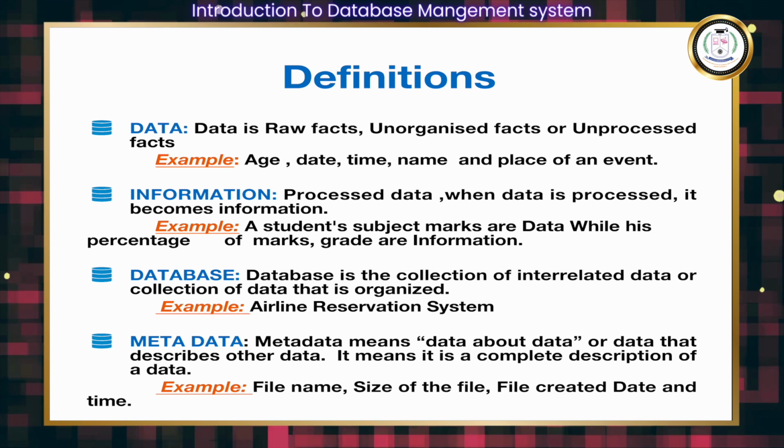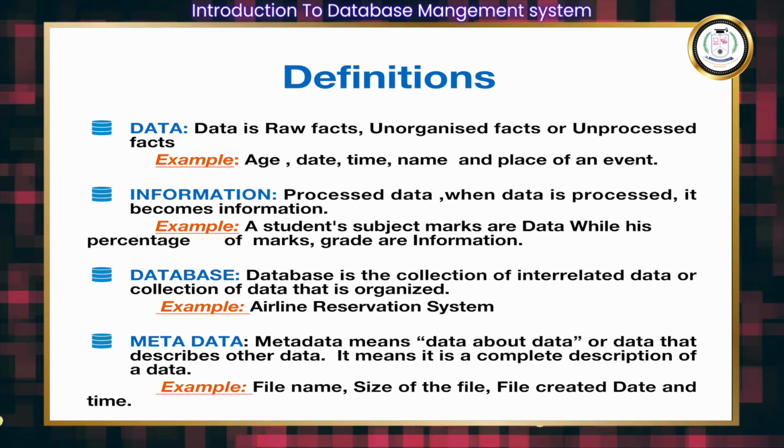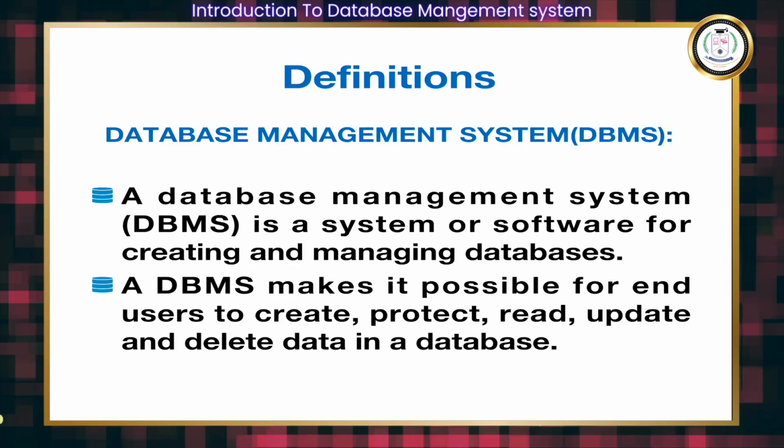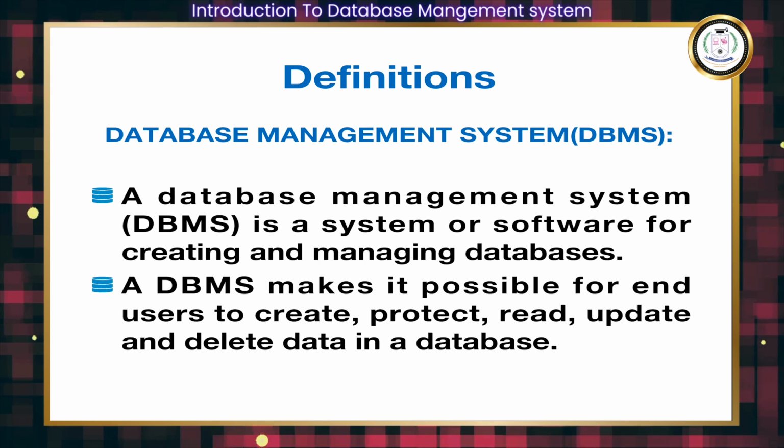The next one is metadata. Metadata is nothing but the database definition, or in other words, I can say it is the complete description of a database, or it defines the database informations like the storage format or the data type of the data that we are going to store in the database, or the constraints on the data. All this information is called as metadata. So, these are the basic definitions. Next, let us see the definitions of database management system.